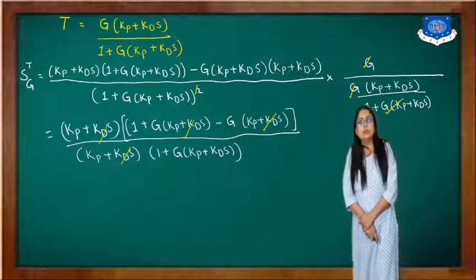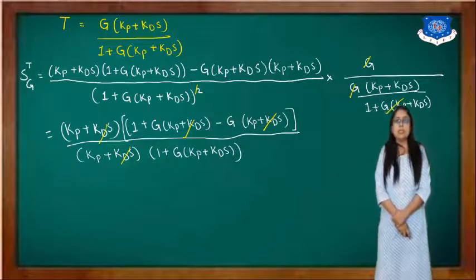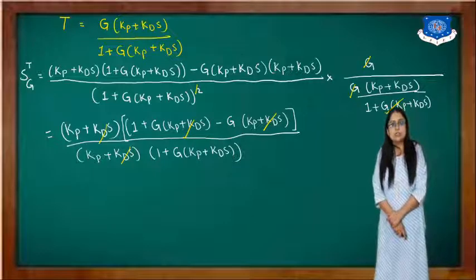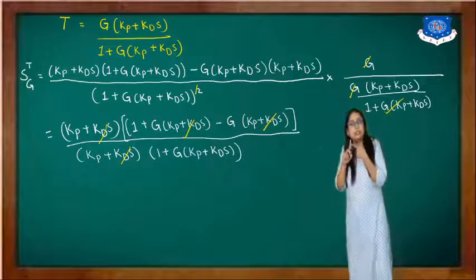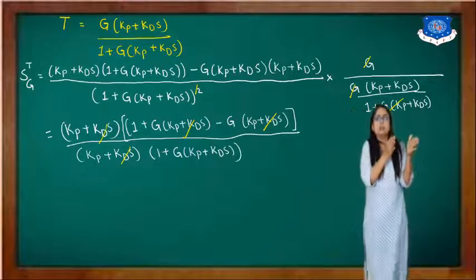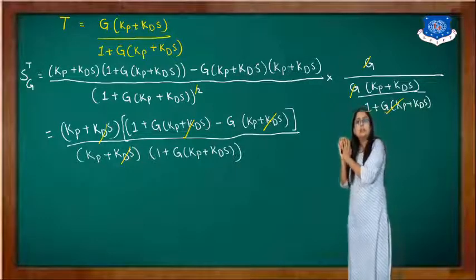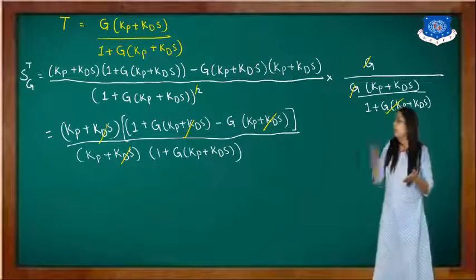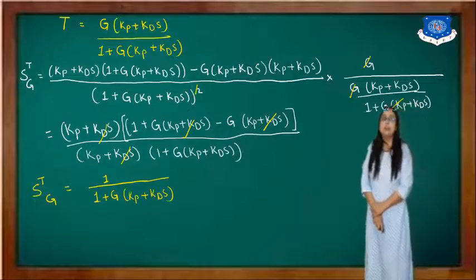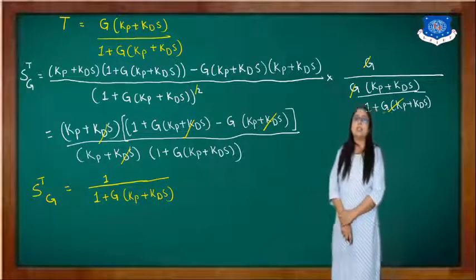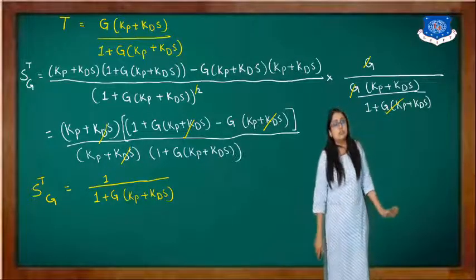Now what we will do? This Kp plus Kds in the numerator and also Kp plus Kds in the denominator are cancelled out, because in the numerator we have that term Kp plus Kds, so you just take it common and write the rest of the part inside the bracket. Now this Kp plus Kds is cancelled out, and in the bracket the plus and minus are also cancelled out. So what we get is 1 upon 1 plus G times Kp plus Kds. So this is the equation of the sensitivity of the transfer function with G.